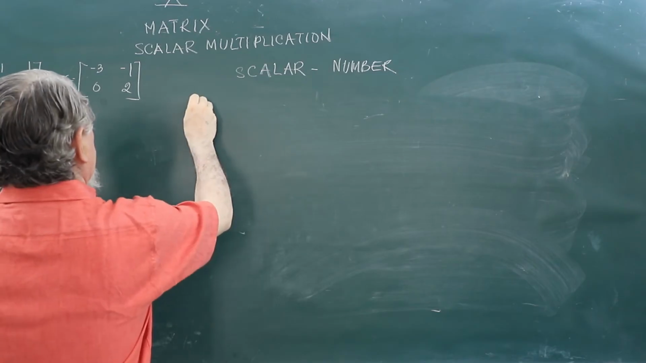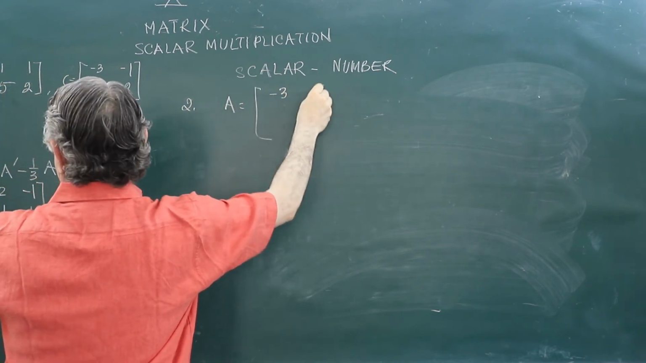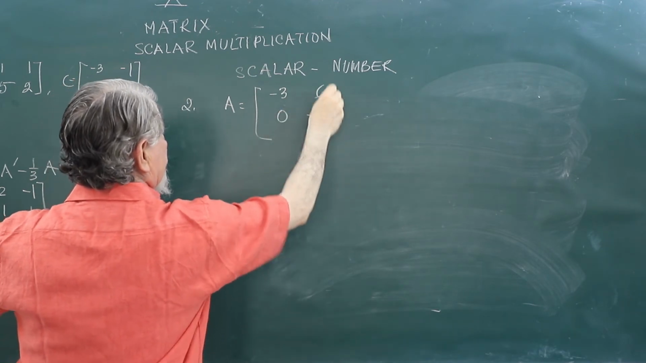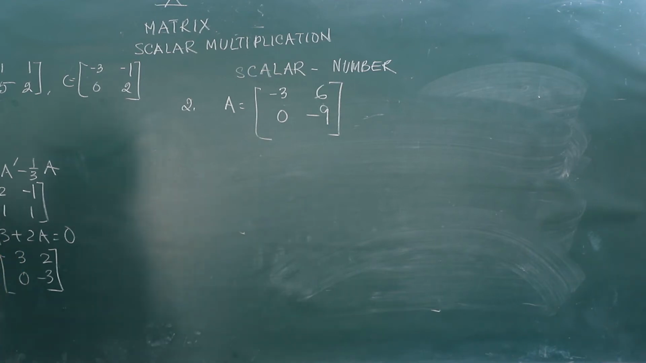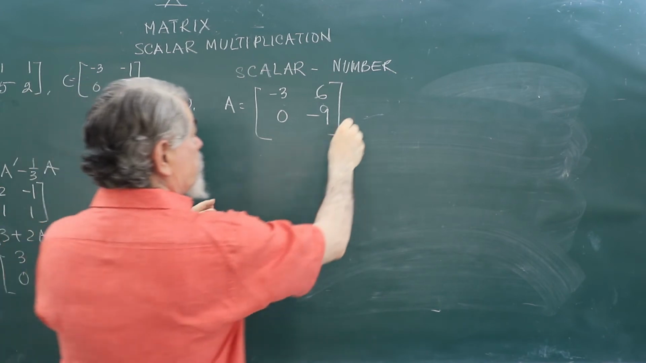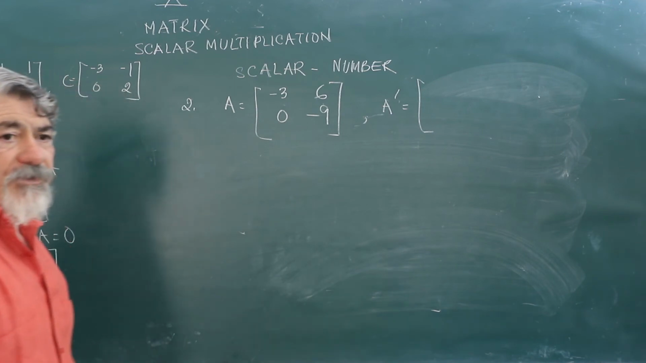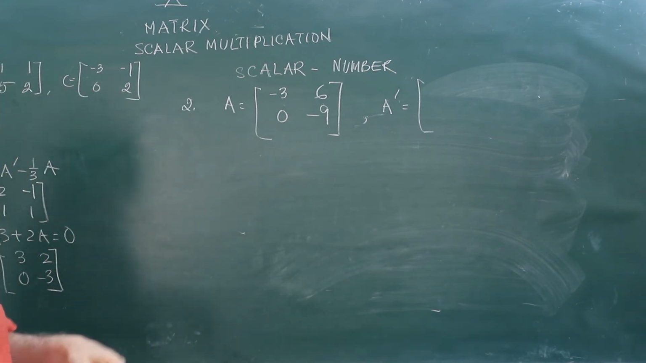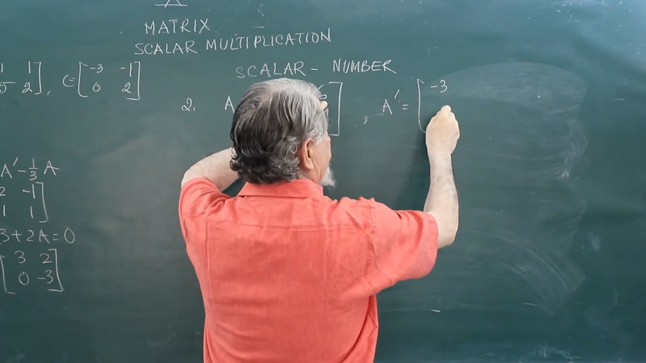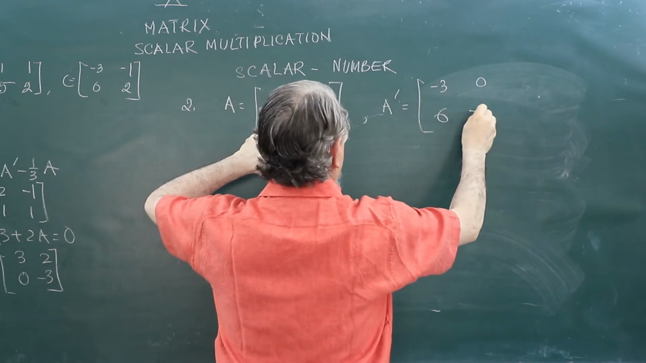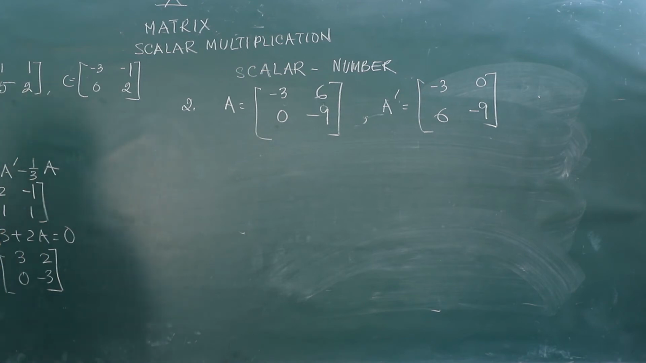I have A as minus 3, 6, 0, minus 9. I want to find out 2A plus A dash. A dash is the transpose of a matrix. We just told you before starting that for obtaining the transpose of the matrix, we interchange the rows and columns. For example, it is minus 3, 6. It will be converted into a column. 0, minus 9. When you interchange the rows and columns, you get the transpose of a matrix.